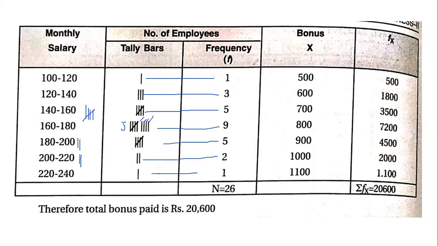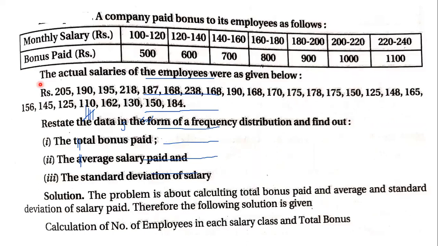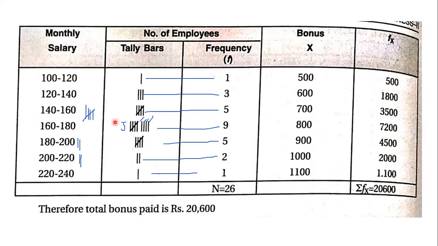So this will give us the frequency. These tally bars were drawn using all these numbers. So once we find the frequencies, that will be n is equal to 26. How did we get n? We just added all the frequencies.